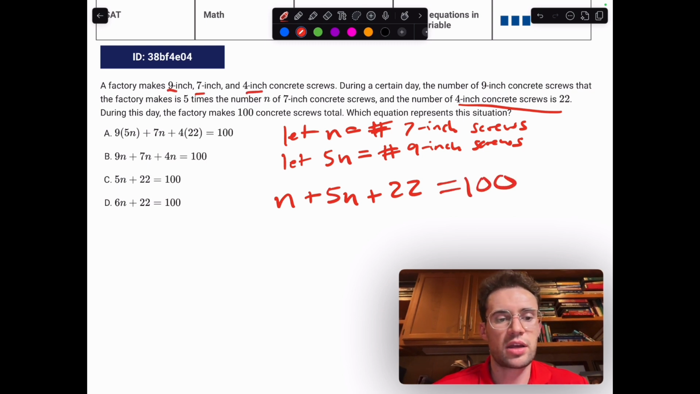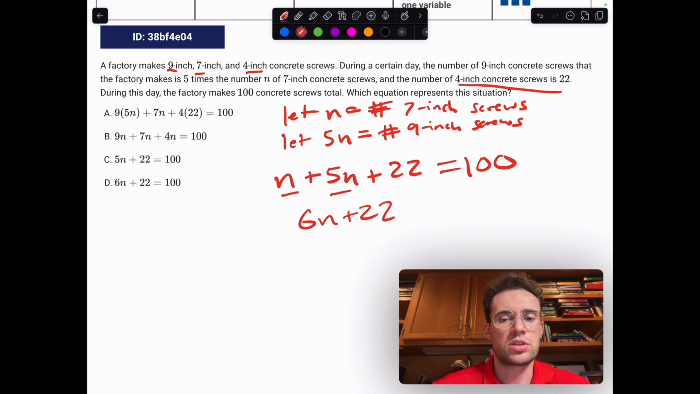Right, so it should be something like this, which you can combine your like terms. N and 5N gives you 6N. So 6N plus 22 equals 100. So it could be either of these forms.